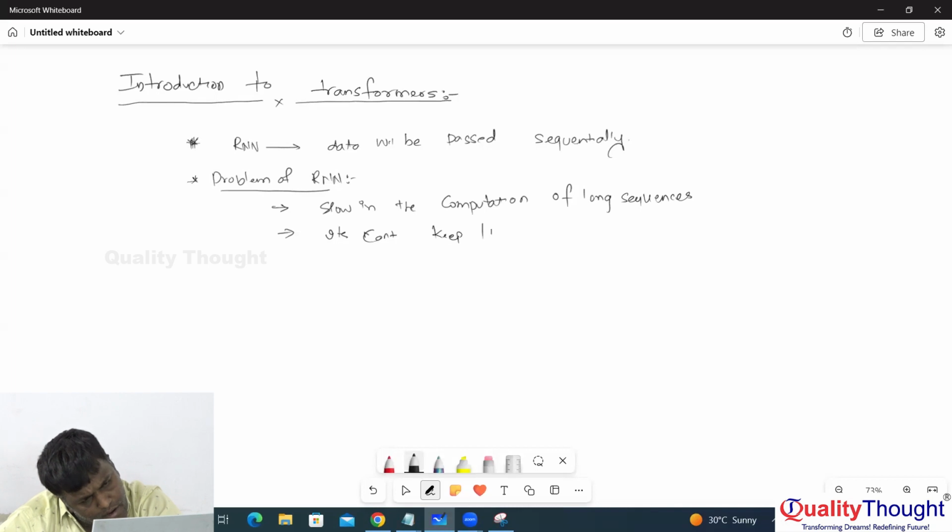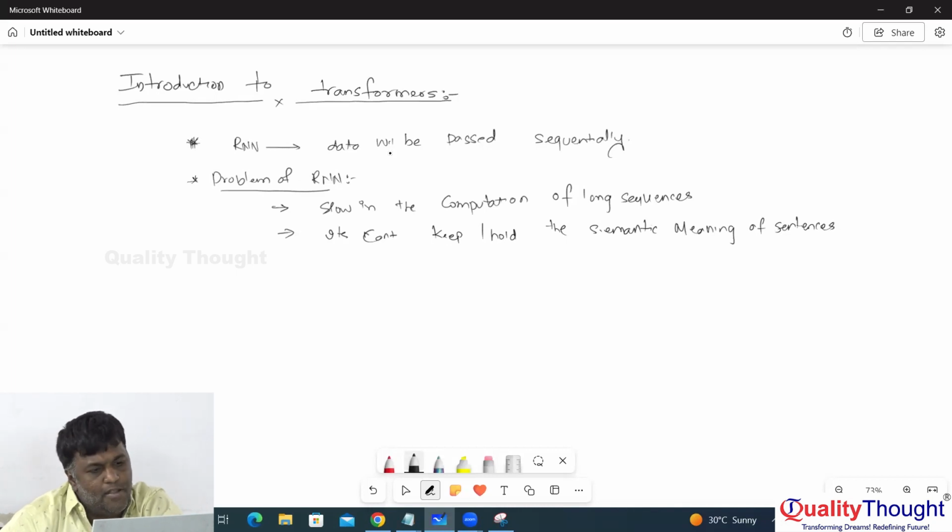keep or hold the semantic meaning of the sentences, and also the issue of vanishing gradient problem. Again, to overcome this, we have LSTM.